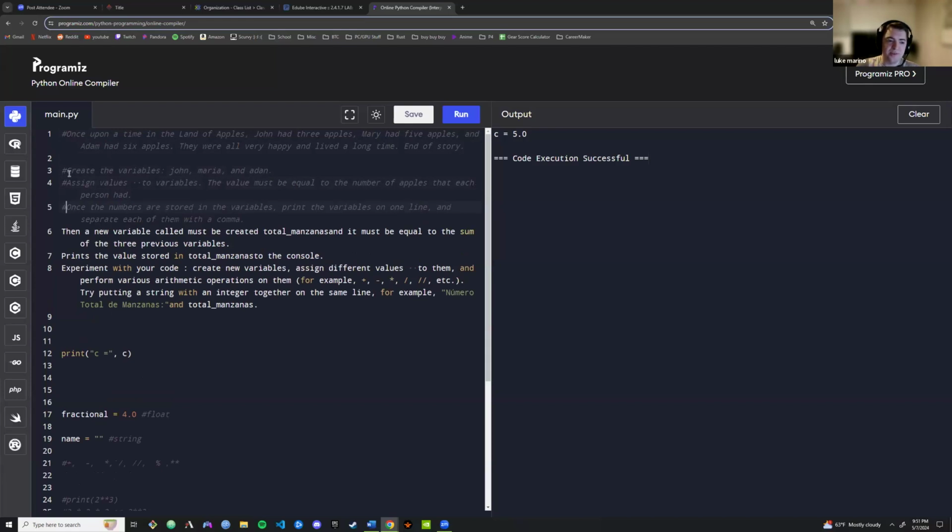So the first step is to create the variables John, Maria, and Aiden. Assign values to the variables. The values that we want to assign to those variables are going to have to equal the number of apples that each person had. So John had 3, Mary had 5, and Adam had 6. Once the numbers are stored in the variables, print out the variables on one line and separate each of them with a comma.